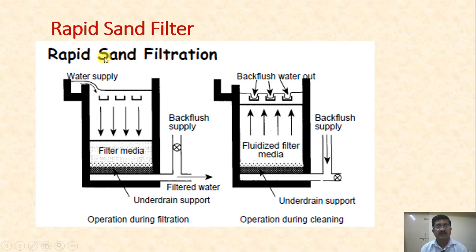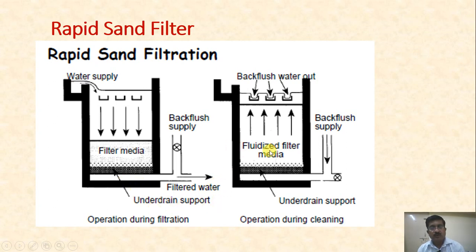Then again, this particular slide shows how normal filtration goes on, and how the process of backwashing takes place. You can see here the filter media, and this is the influent water coming in. At present filtration is taking place: these are the layers filtering the water, these are the perforated pipes, and the filtered water is taken to the clear water supply tank. This is the under drain support.